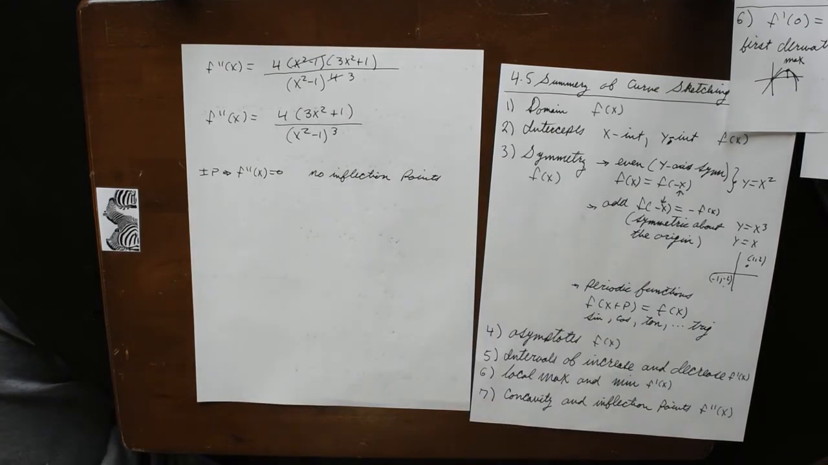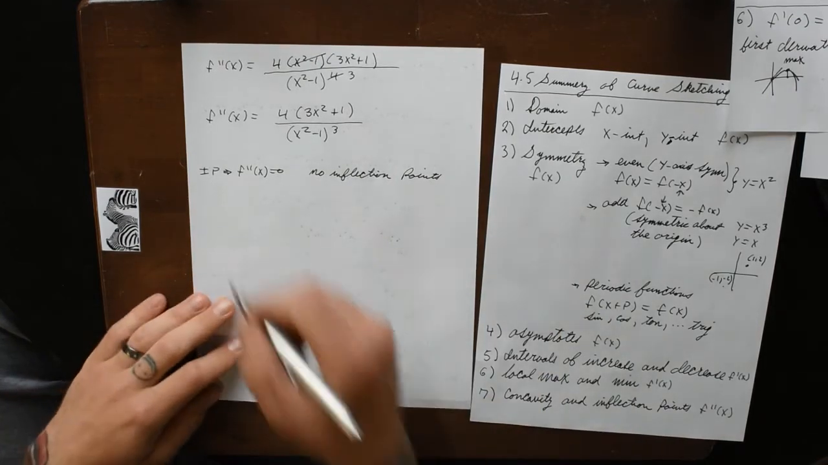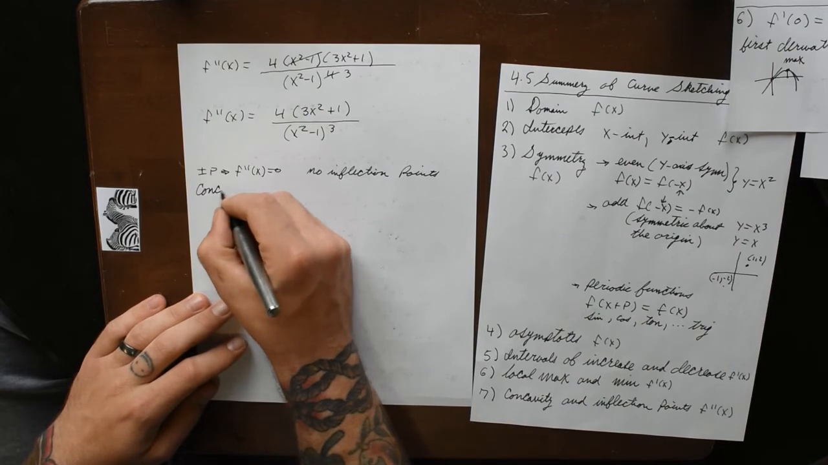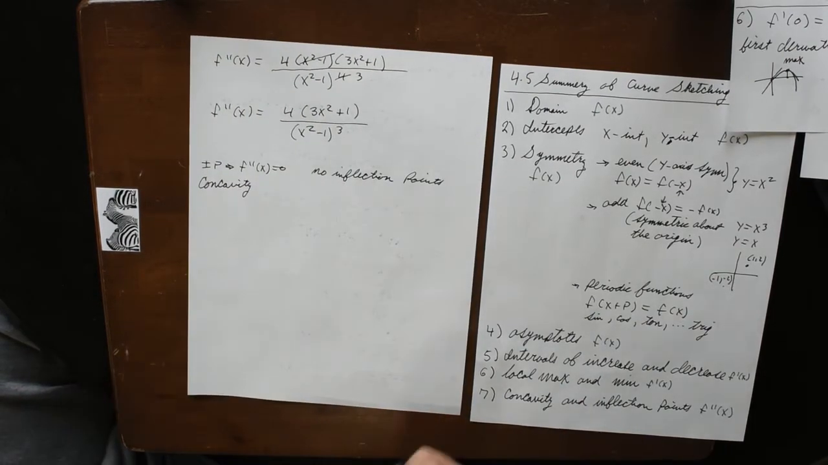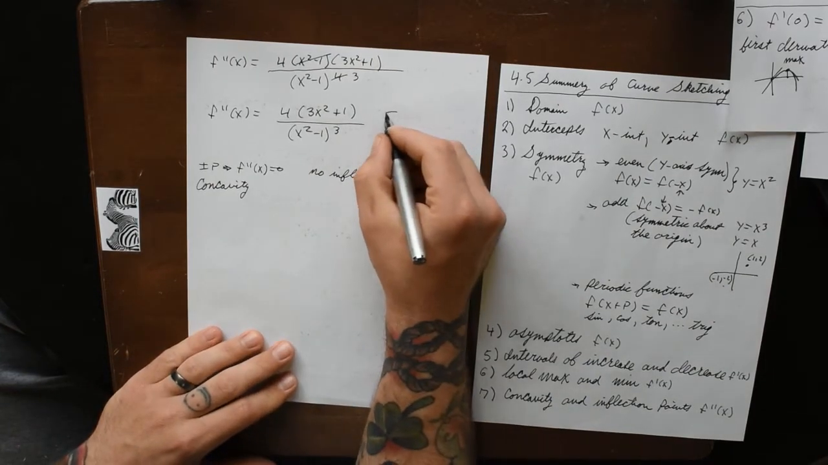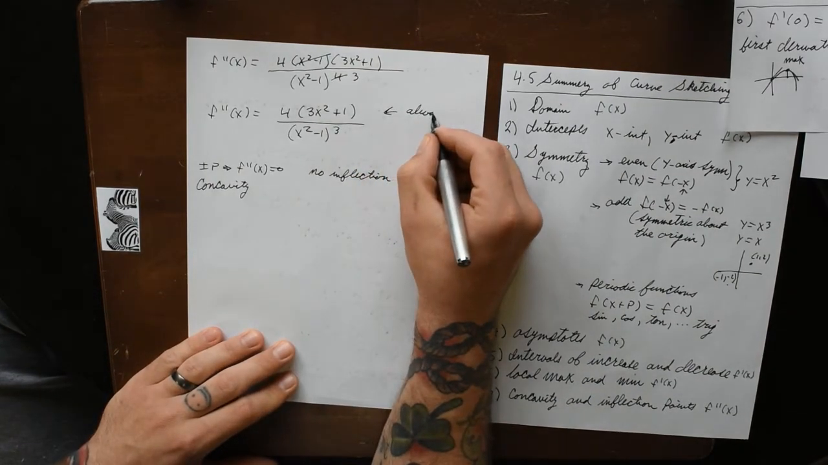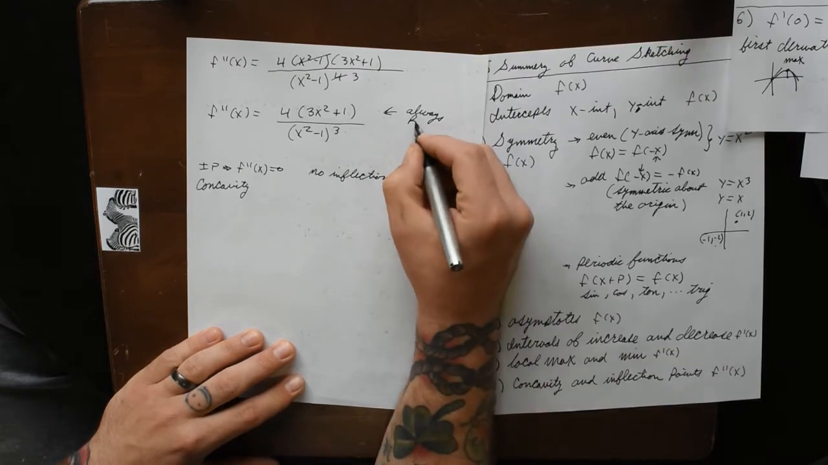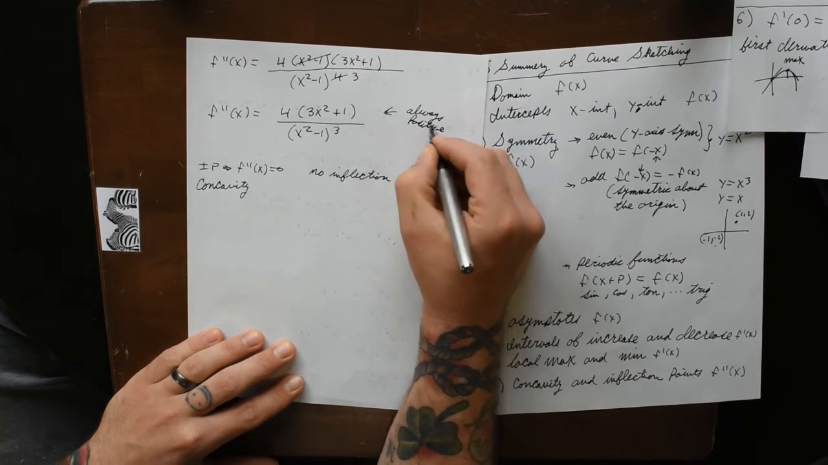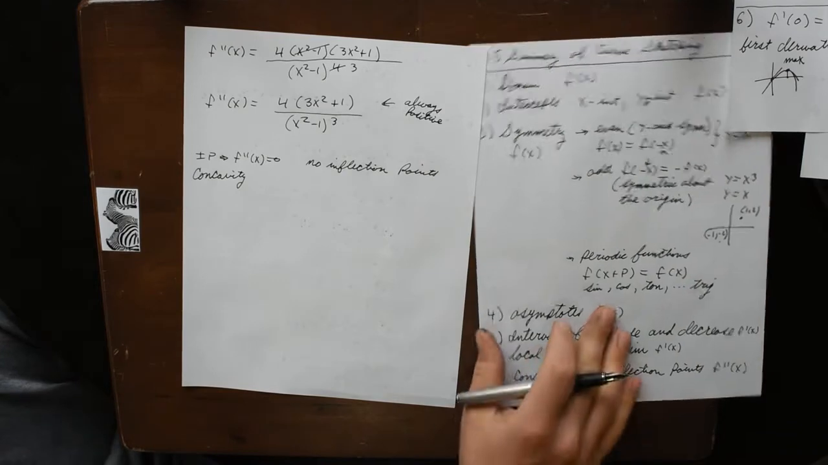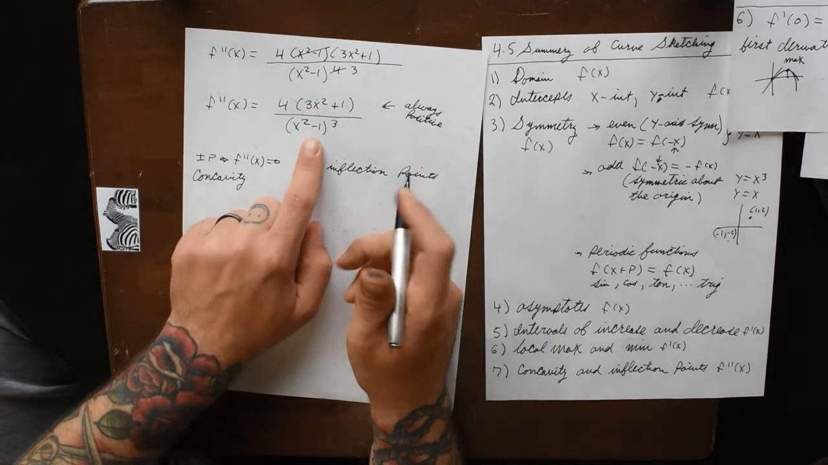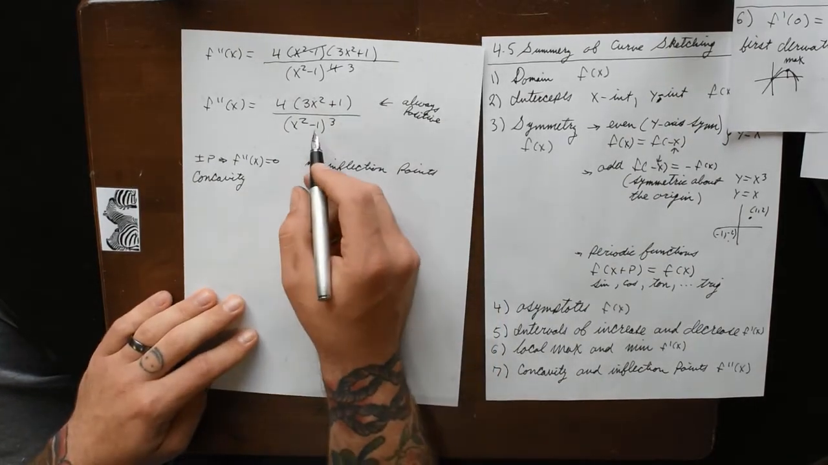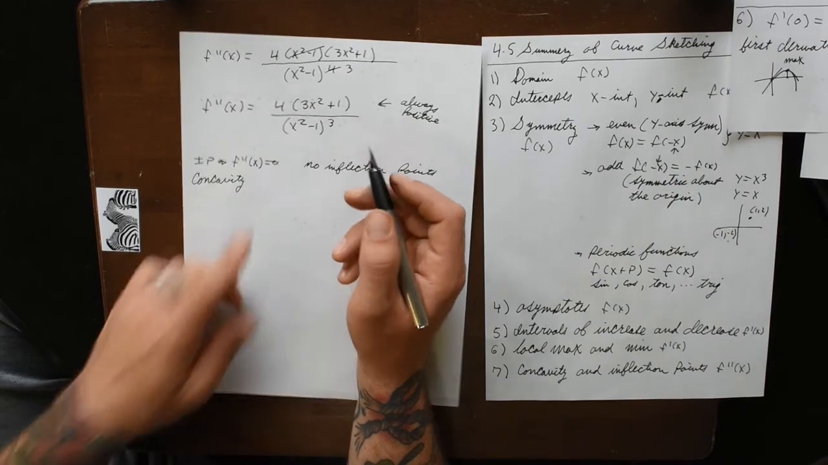So now we want to figure out where we're concave up or concave down. Like I said, our numerator is always positive. So the only time that we're negative is when our denominator is negative. And our denominator is negative when x is inside the range from -1 to 1.